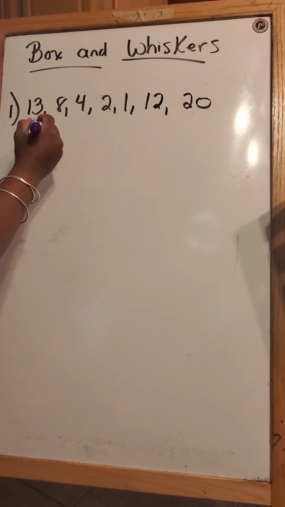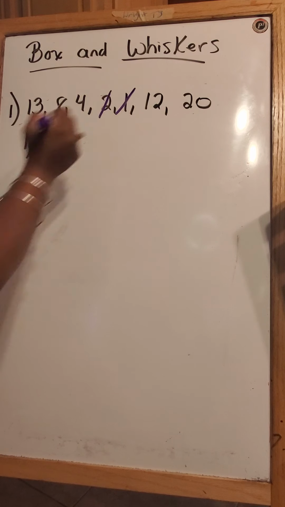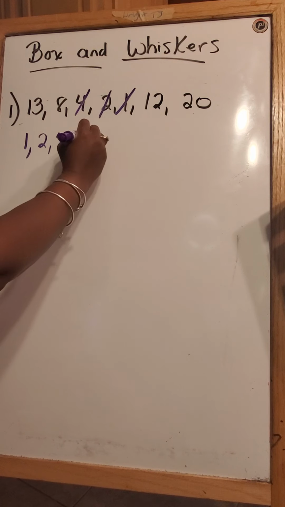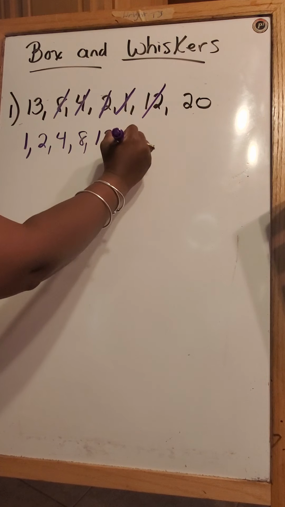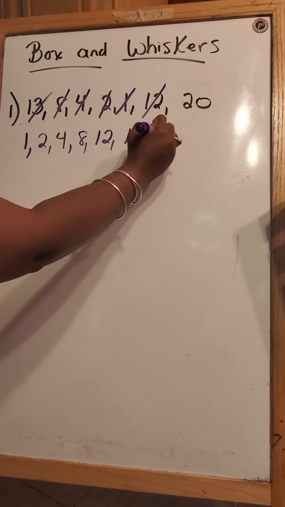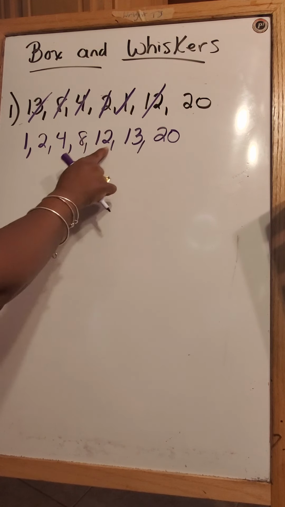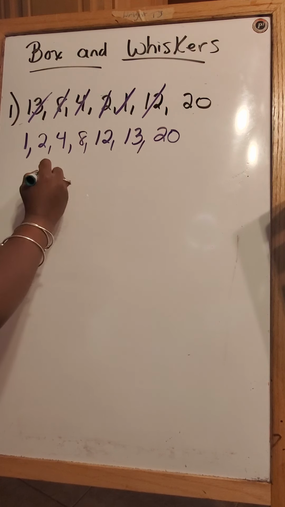So, 1, and of course I mark mine out. 2, next we have 4, we have 8, 12, 13, and 20. 1, 2, 3, 4, 5, 6, 7. 1, 2, 3, 4, 5, 6, 7. And as you see, I like to go back and count to make sure I got all my numbers. So now that they are in order from least to greatest, you're going to draw your box and whiskers chart.